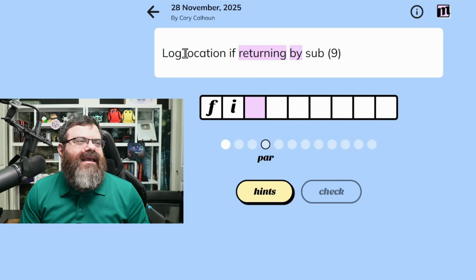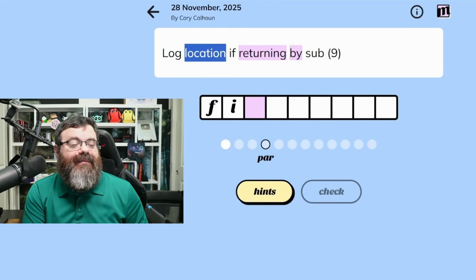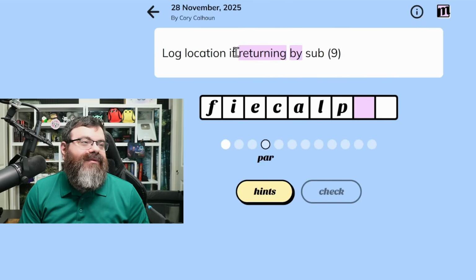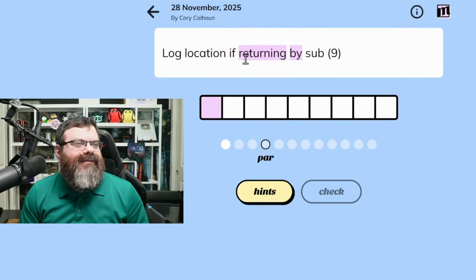It can't be returning location if on its own. Location can be replaced with place. So what would be place backwards? E-C-A-L-P. So if we do locate if backwards, but then also replace location with place, it would be... help. All right, that is not working.